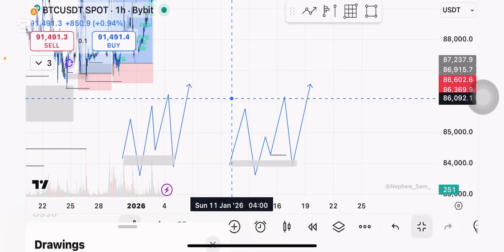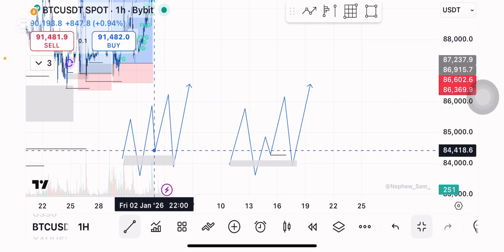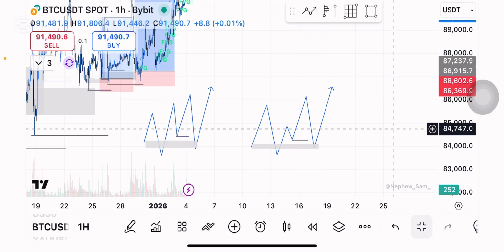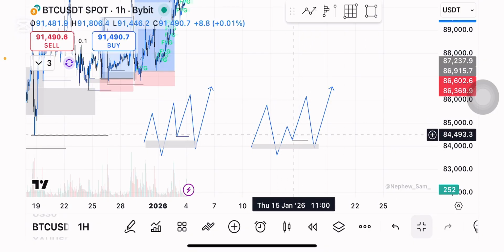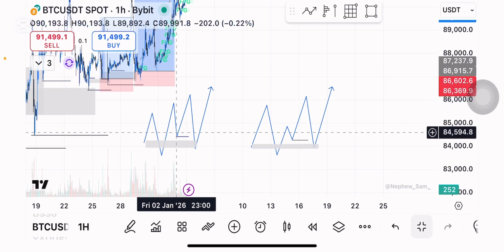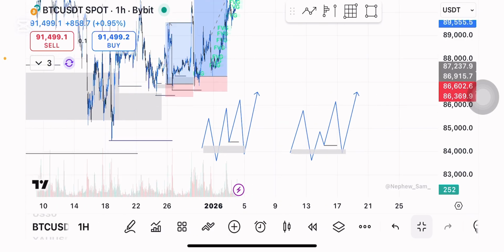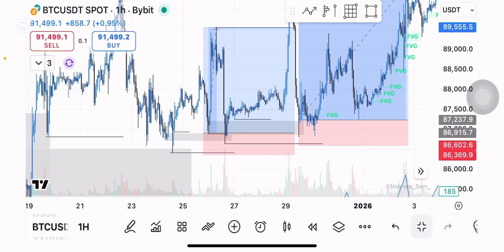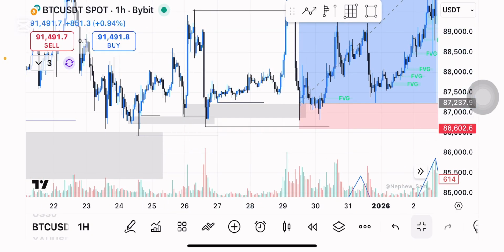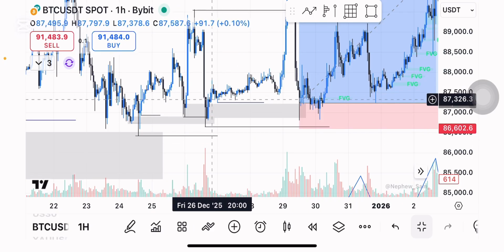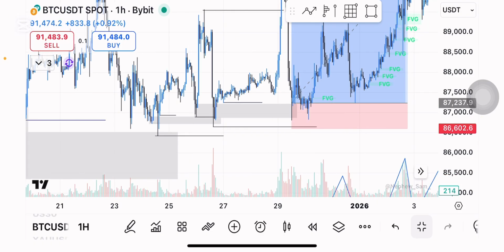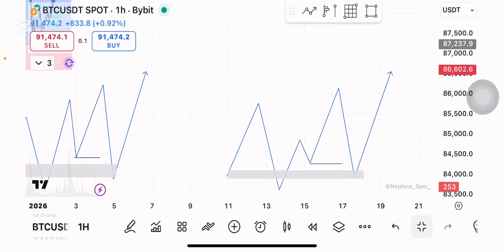So what is the difference between these two? The difference is that this particular one created the liquidity before breaking structure, while this one broke structure before creating liquidity. That's the difference. So if you look at this particular reclaim block, this is a type B because after the sweep it created the liquidity before breaking structure. It's similar to this one.